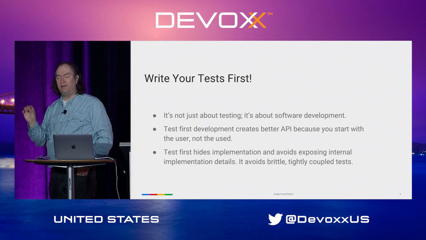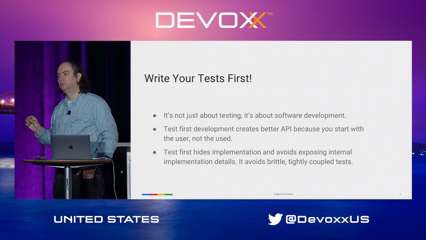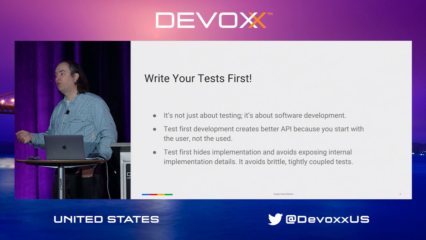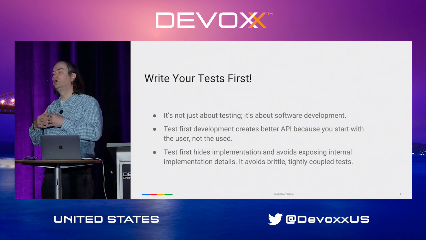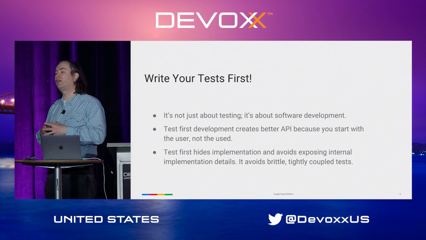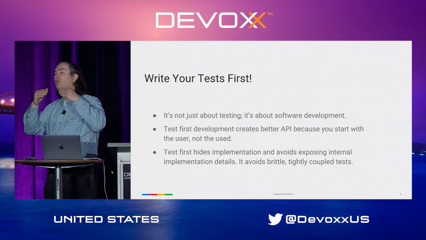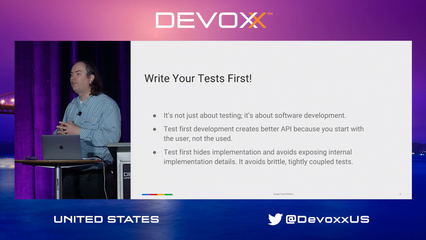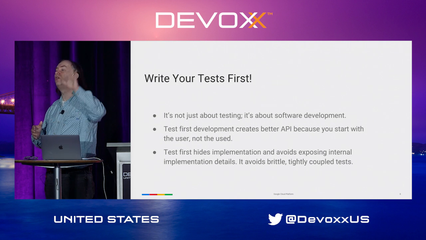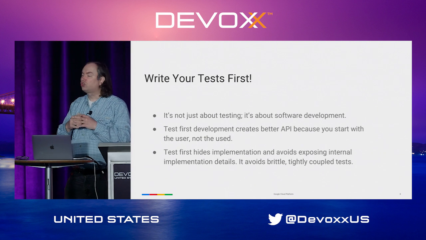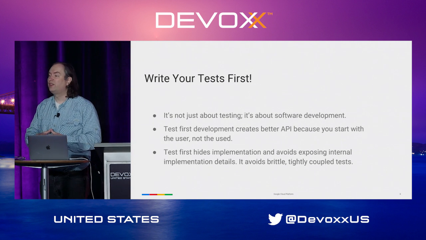Test first development is not just about testing, although that's part of it. It's about software development. When you write your tests first, you're thinking like a user of your library, of your class, of your code. Therefore, you create better APIs. You tend to create the APIs you need. You have fewer public methods, more private methods. You separate your interface from your implementation more cleanly because you don't even write the implementation until you've written the interface. It starts with the user rather than the used code.